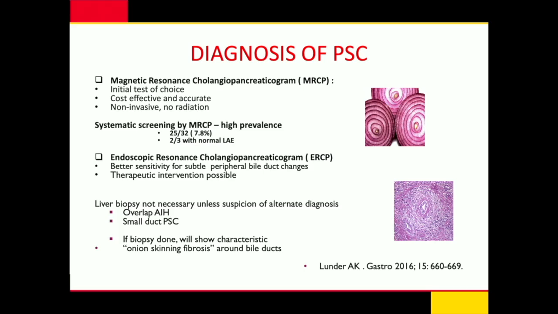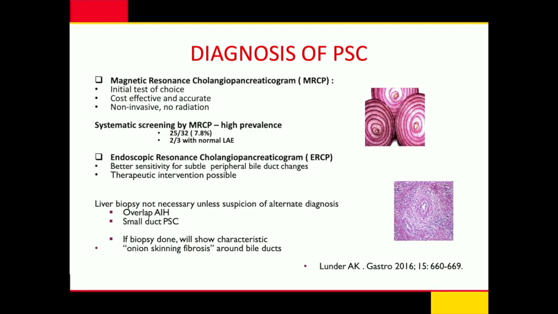There was an interesting study, a very small study, of 32 patients with IBD who were systematically screened by MRCP and were found to have a surprisingly high prevalence of PSC, almost 8%. And 2/3 of these had normal liver-associated enzymes. ERCP, of course, has better sensitivity for subtle bile duct changes, and therapeutic intervention is possible.